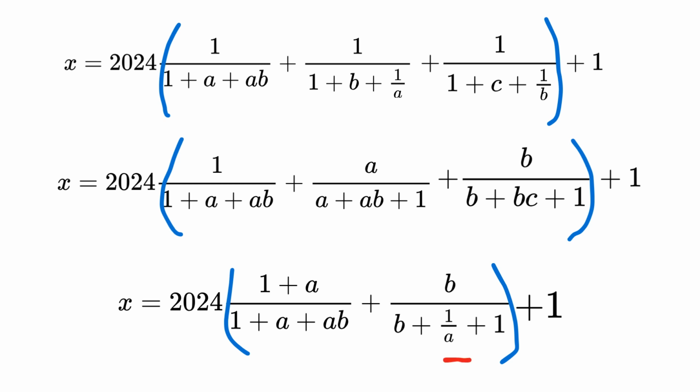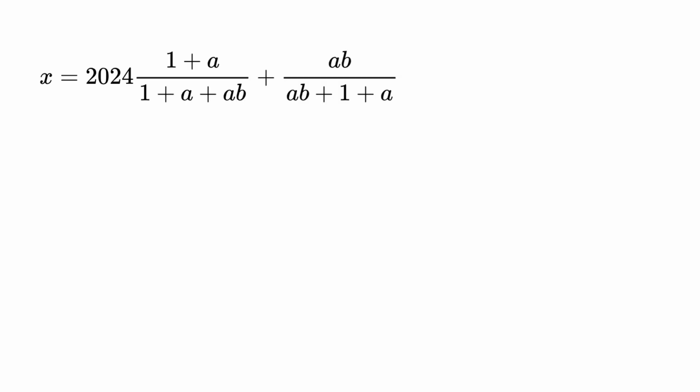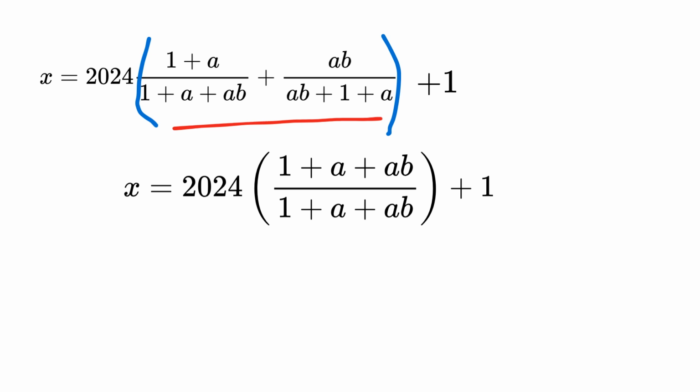Now take LCM on this. Then we get 2024 into 1 plus A by 1 plus AB, plus AB by AB plus 1, plus A into plus 1. Now take LCM on this. Then we get 2024 into 1 plus AB by 1 plus AB plus 1.